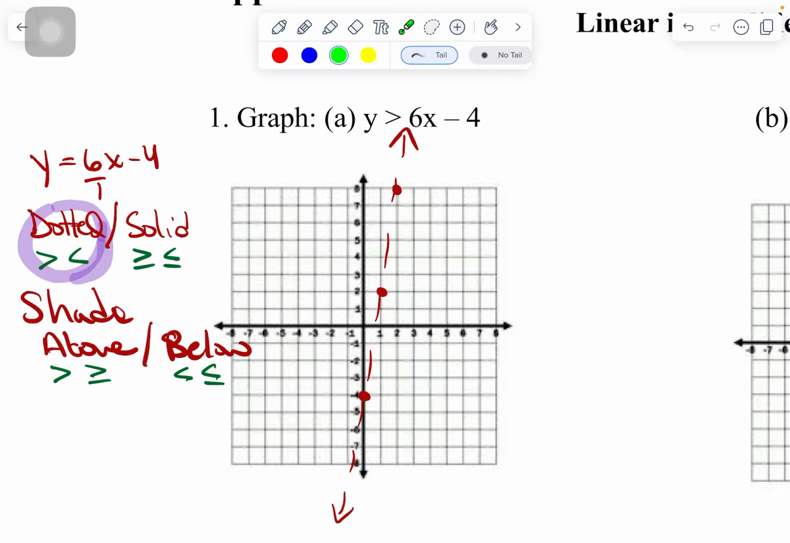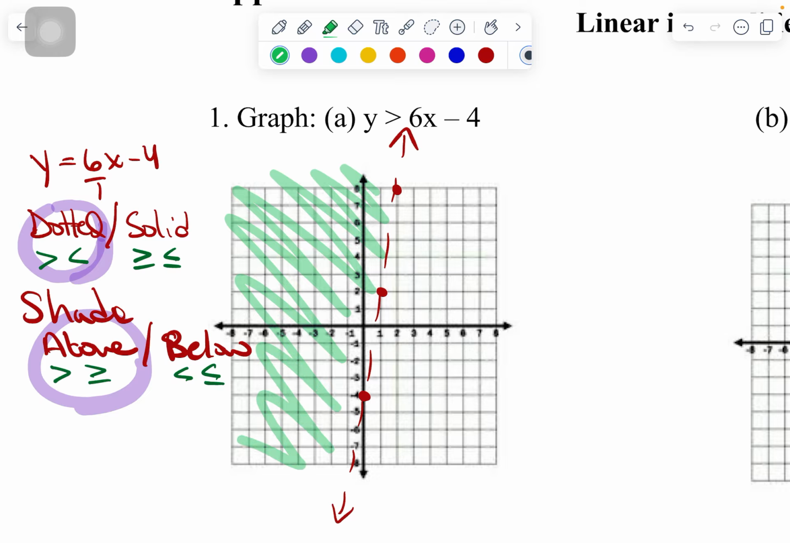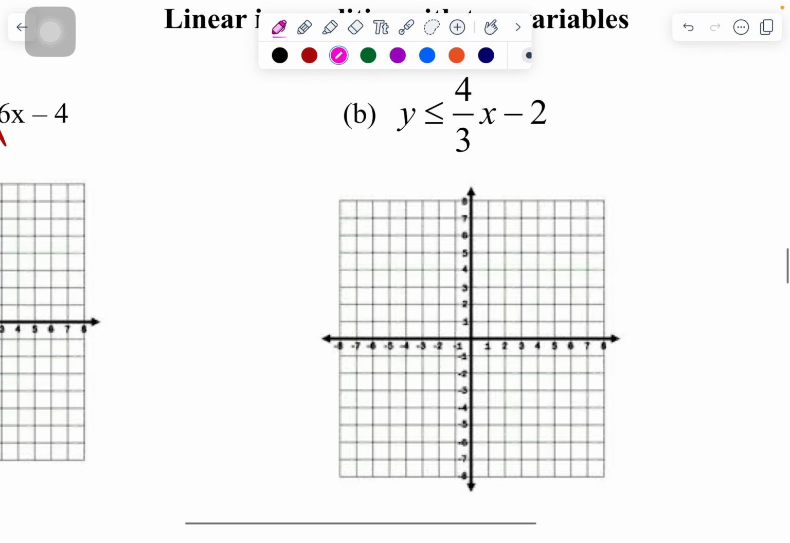So for this particular inequality, we're going greater than. So that's going to be above our boundary line. So pick your color of choice and shade, shade, shade above the boundary line. All right, so that's question number 1, part A. Let's move on down to part B here.